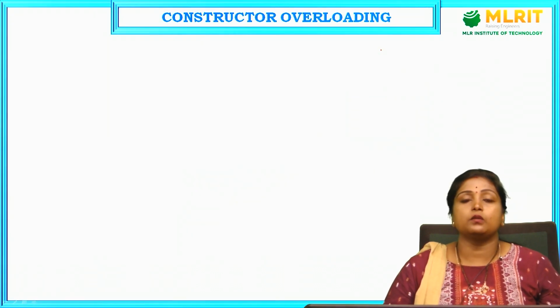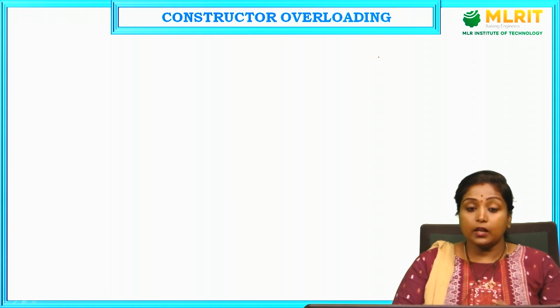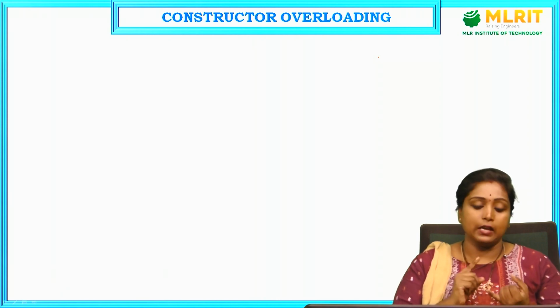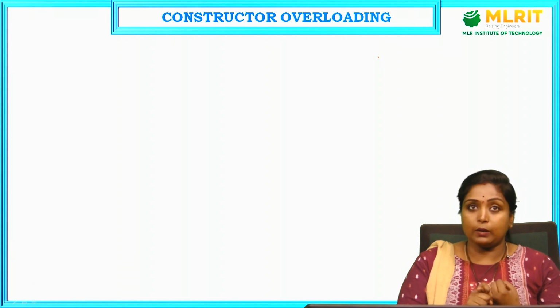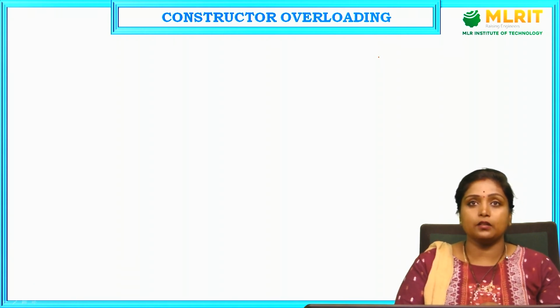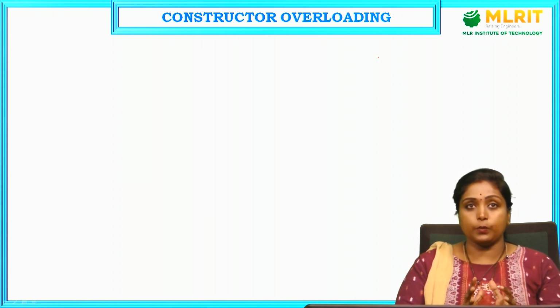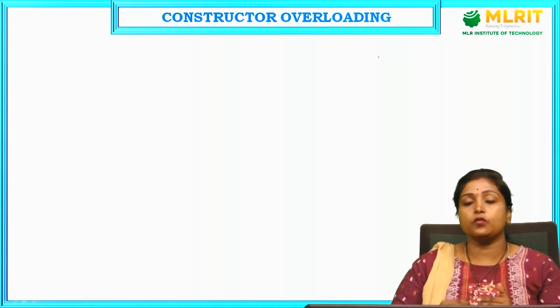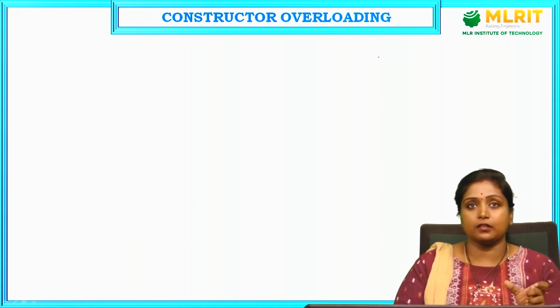Okay. Now coming to the next topic, called constructor overloading. If I want to supply n number of variables, if I want to have a default constructor and a parameterized constructor with 1 parameter and 2 parameters and 3 parameters, how can I use them? In one program, I can have n number of constructors together. That concept is called constructor overloading.